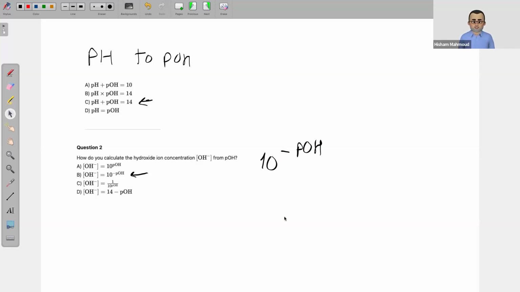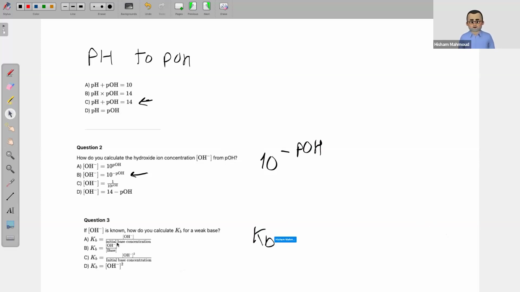Not positive and not 1 over and not 14 minus pOH. The third question is, if OH is known, how do you calculate Kb for the weak base? I have OH already, and I need to find the Kb for a weak base, I will say that the Kb is equal to the concentration of OH minus squared, divided by the initial base concentration.